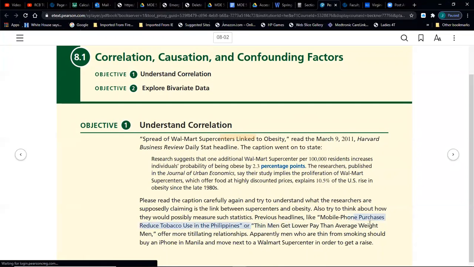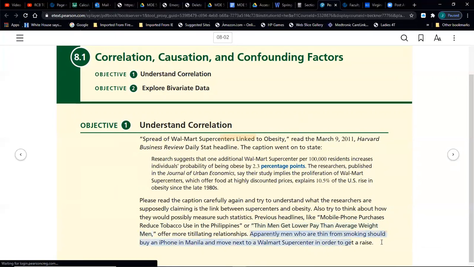The thin men get lower pay than average weight men. Well, guess what? As you age, you tend to get more weight on you. And as you age, you tend to make more money. You get better jobs or pay raises or promotions. So maybe it's just that the younger people are skinnier and the older people are fatter, and the older people are making more money because of time.